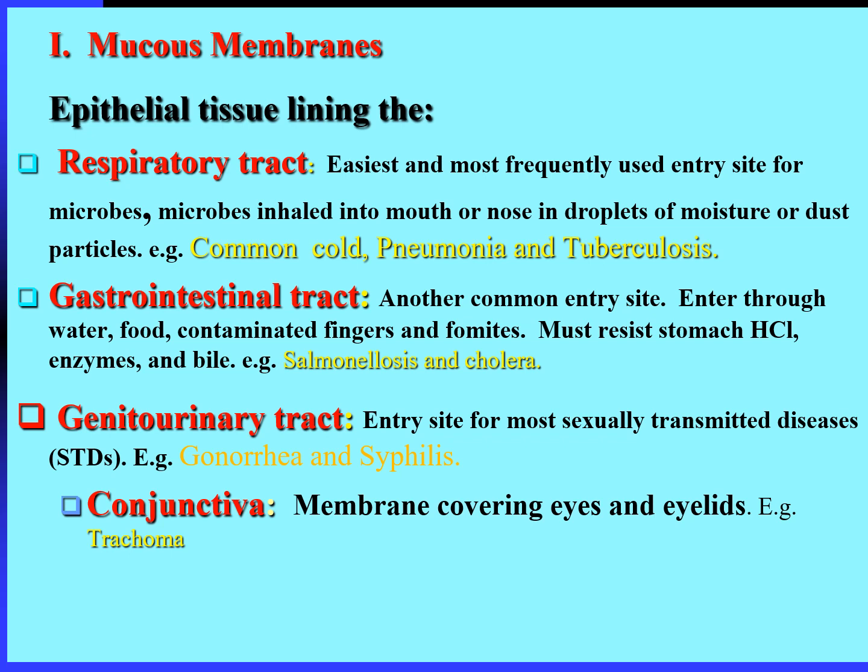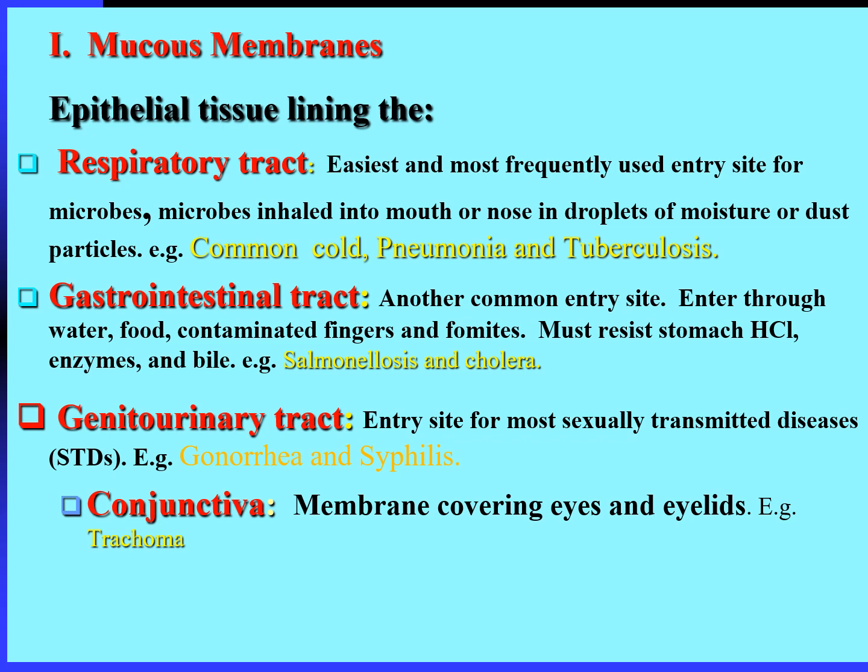Gastrointestinal tract. Another common entry site for other groups of bacteria. They enter through water, food, contaminated fingers and fomites, and must resist stomach acid, enzymes, and bile, for example in salmonellosis.